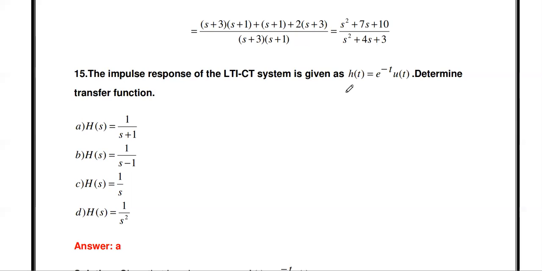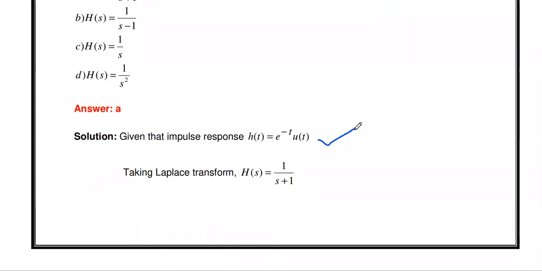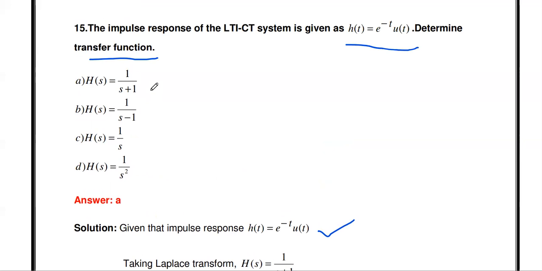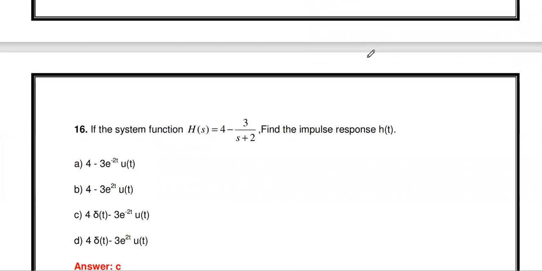And the next one: the impulse response of the system is given as h of t equal to e power minus t u of t. Determine the transfer function. So, the reverse question: impulse response is given and we have to find the transfer function. What is the relation? You just take the Laplace transform of h of t. The Laplace transform of small h of t is indicated as capital H of s. So what is the Laplace transform of e power minus t u of t? According to the standard Laplace transform pair, e power minus a t u of t has the Laplace transform 1 by s plus a. The value of a here is 1, so 1 by s plus 1 is the transfer function of this impulse response. This is one type of question.